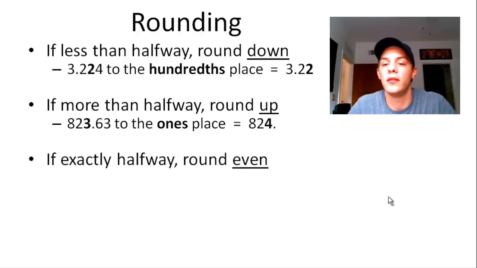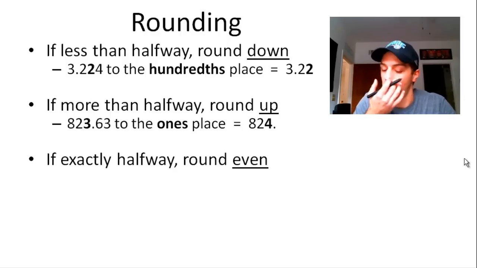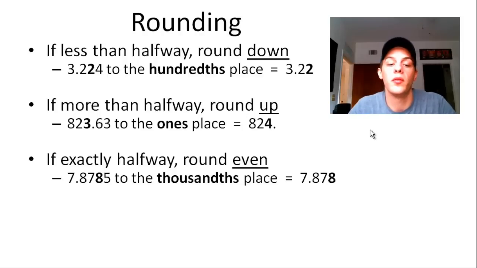Now, this next rule isn't necessarily agreed upon by everybody. I wish there was a universal way that everybody taught this, but unfortunately there's not. The way that I was taught it is the way that I'm going to teach you now. If it's exactly halfway between the two digits that you're considering rounding to, then you're going to round to whichever digit is even, the nearest even digit. So if I have the number 7.8785, and I'm going to round this number to the thousandths place, this 8 here, I'm thinking about rounding up or leaving it as an 8, it's going to go to the nearest even number. So it's actually going to round down to the 8.